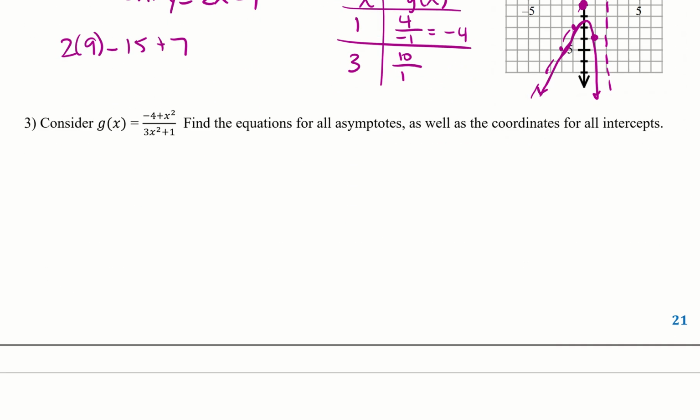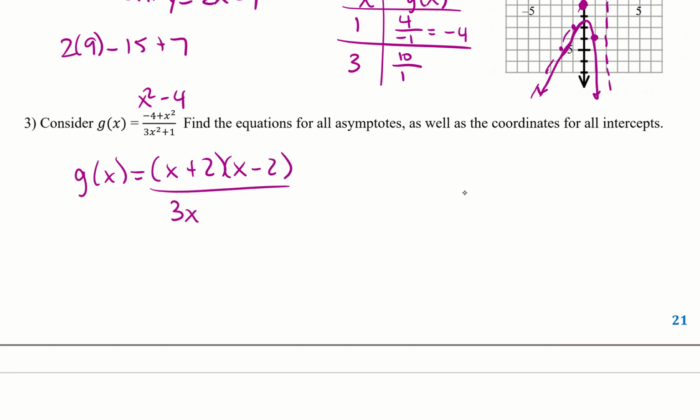All right, let's take a look at this one. I want to find the equations of all asymptotes and the coordinates of all intercepts. This numerator might be better understood if it's reorganized, so I am going to factor this. The numerator factors as x plus 2 times x minus 2.